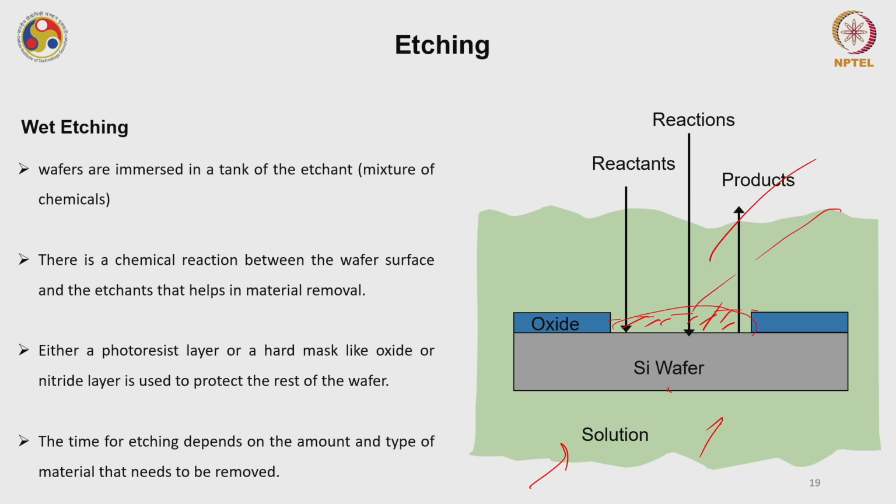So the wet etching process is very simple. What you do is you immerse your wafer in a tank of etchant, a mixture of chemicals. There is a chemical reaction between the wafer surface and the etchant that helps in the material removal. Either a photoresist layer or a hard mask like this oxide or nitride is used to protect the other part of the wafer. The time of etching depends on the amount and type of material that needs to be removed. We'll see this with one example.